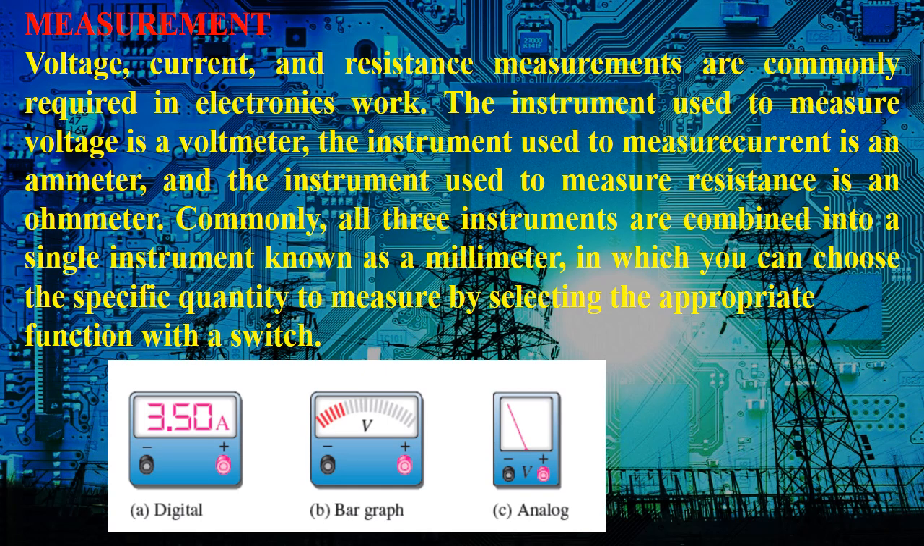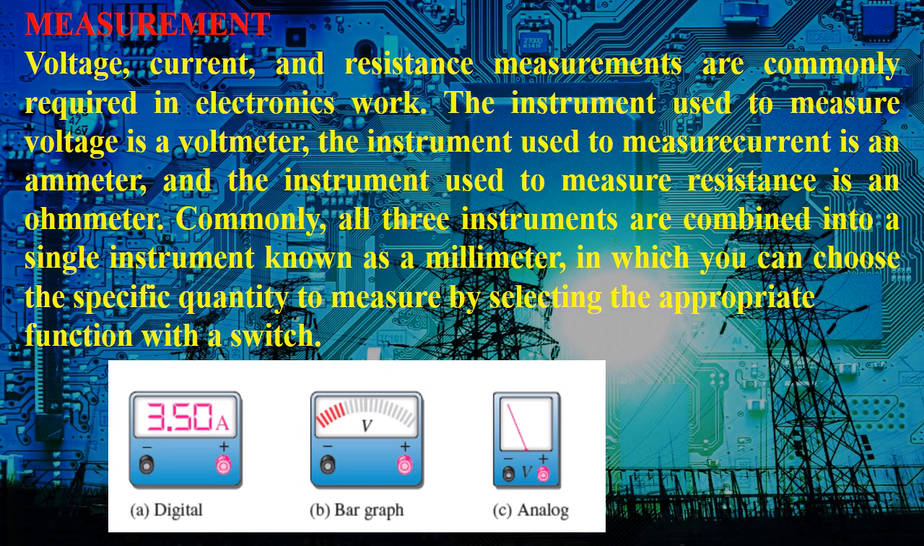Okay, measurements of basic electrical quantities. Voltage, current, and resistance measurements are commonly required in electronics work. The instrument used to measure voltage is a voltmeter. The instrument used to measure current is an ammeter, and the instrument used to measure resistance is an ohmmeter. Commonly, all three instruments are combined in a single instrument known as a multimeter, in which you can choose the specific quantity to measure by selecting the appropriate function with a switch.